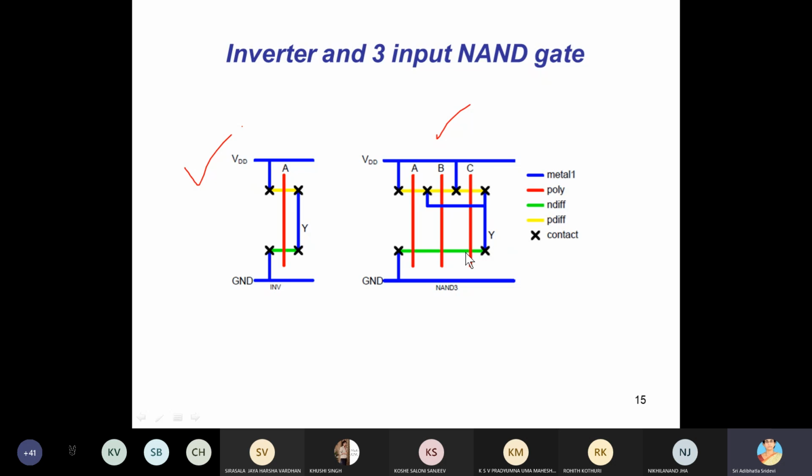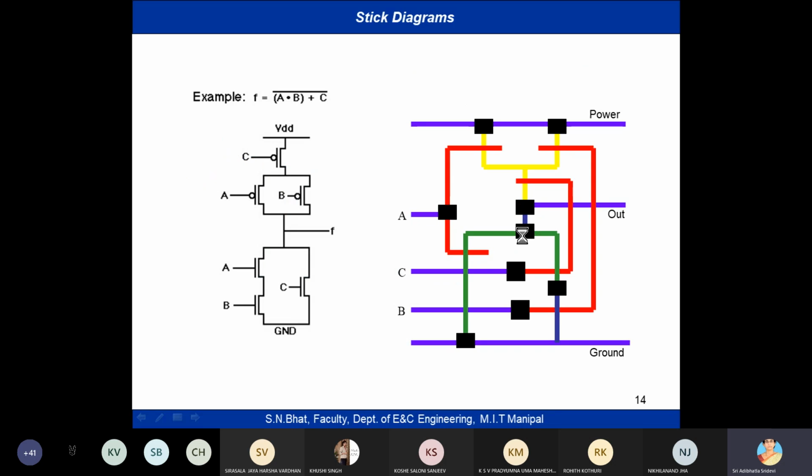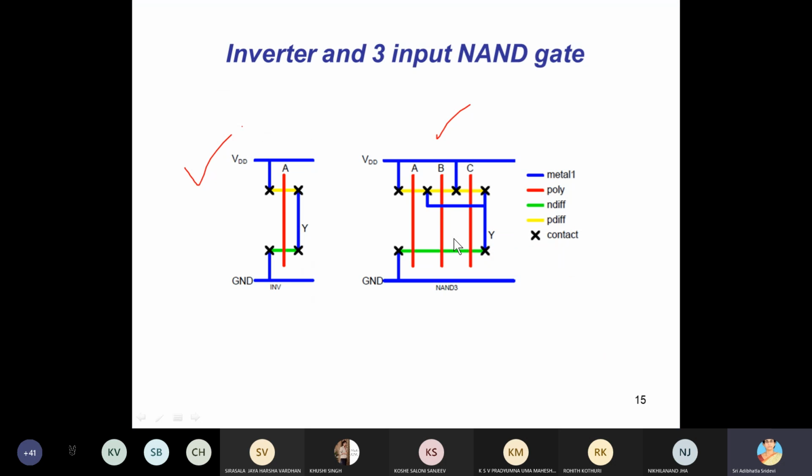This will give you the stick diagram without additional contacts and without clumsiness also. See here, this circuit is more clumsy, right? But this one is very easily understandable. So this method we follow. Can you understand this 3-input NAND gate? It is just series. Series means only the last NMOS will have the ground connection, and the first NMOS will have the output connection. These are the parallel things. This is how we draw the stick diagram.